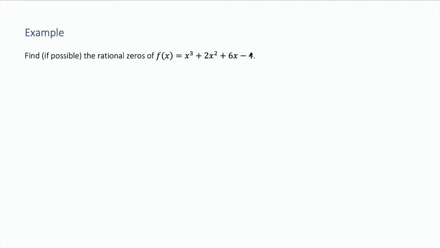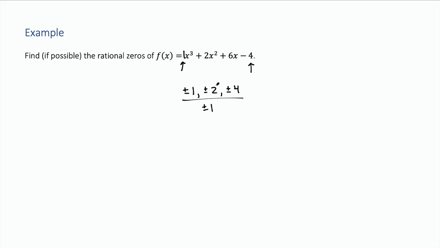That says that we'll take the factors of our constant term, which is 4. So the factors of 4 are positive or negative 1, positive or negative 2, and positive or negative 4. Those are the numbers that go evenly into 4. And we divide by the factors of the leading coefficient. The factors of 1 are just positive or negative 1.